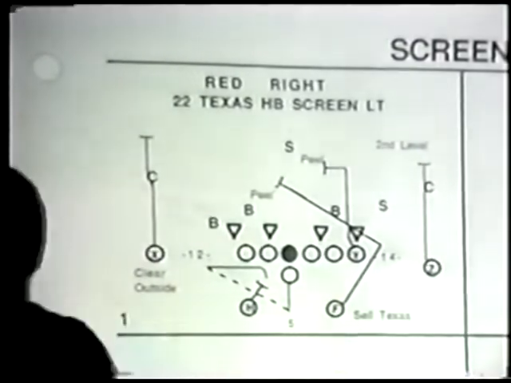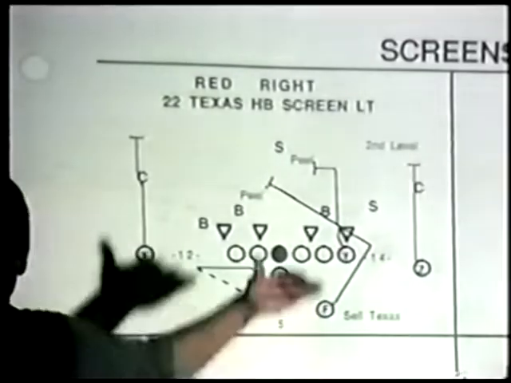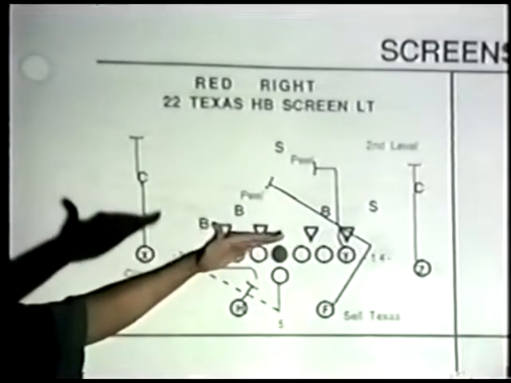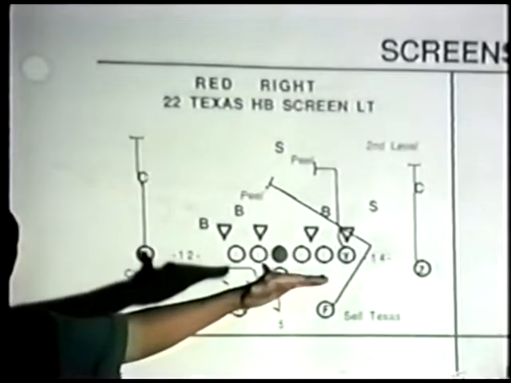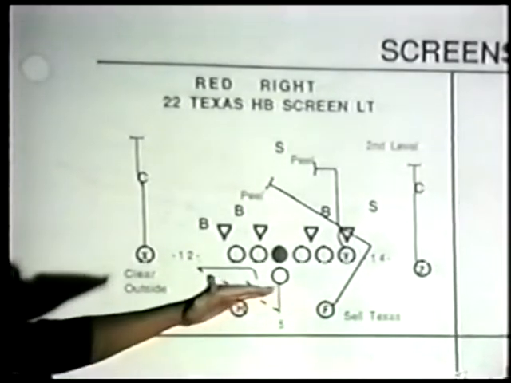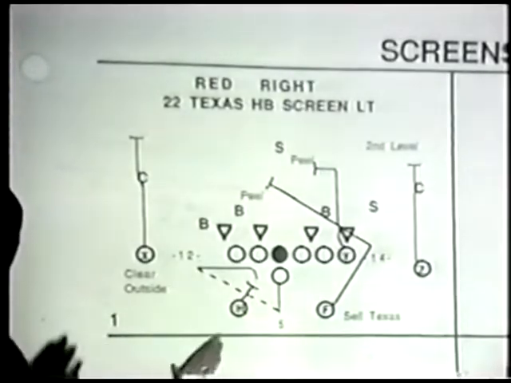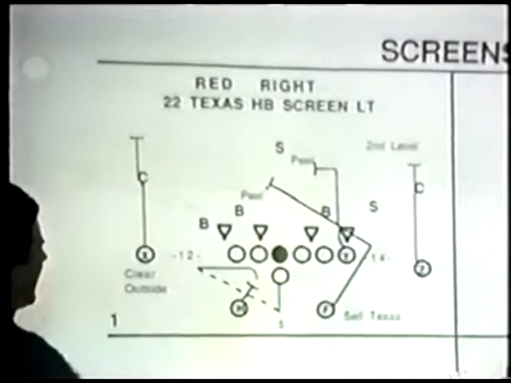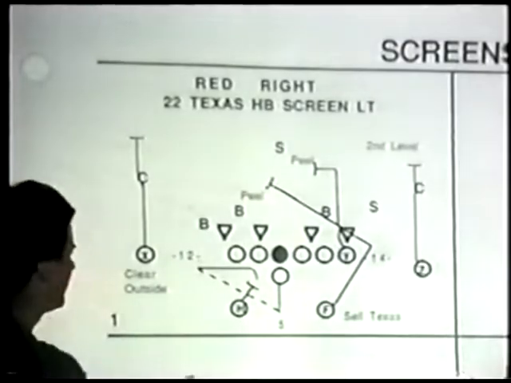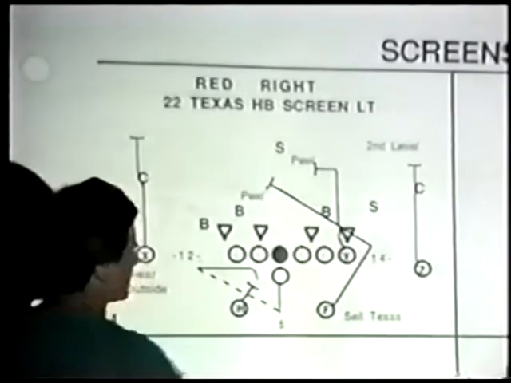Now obviously quarterbacks, if you know it's a full blitz, you may just simply get out of some of the screens we have. You prefer screens against zone. Now there's some screens that are awesome against man, you know. But anyway, okay? Anyway, look at red right. 22 Texas means we'll sell Texas. Fullback runs your Texas route.